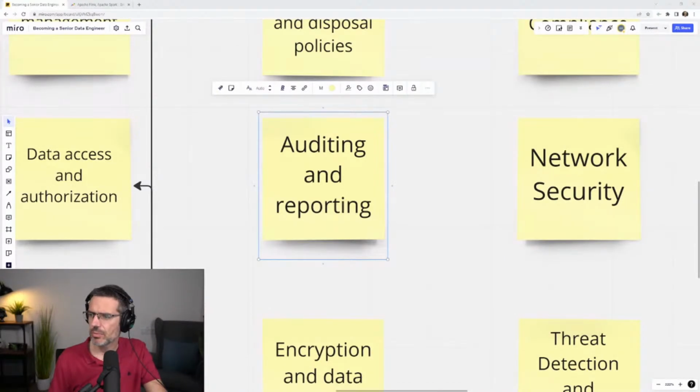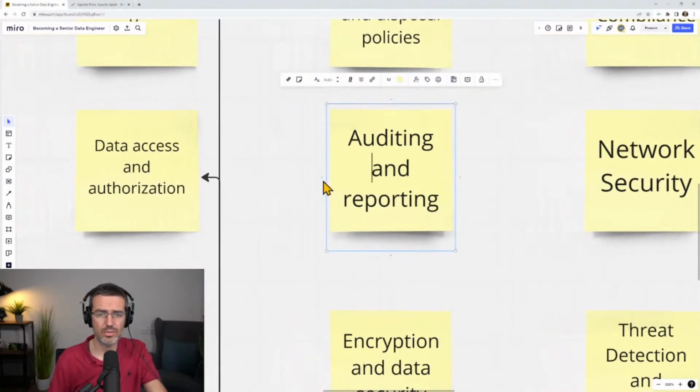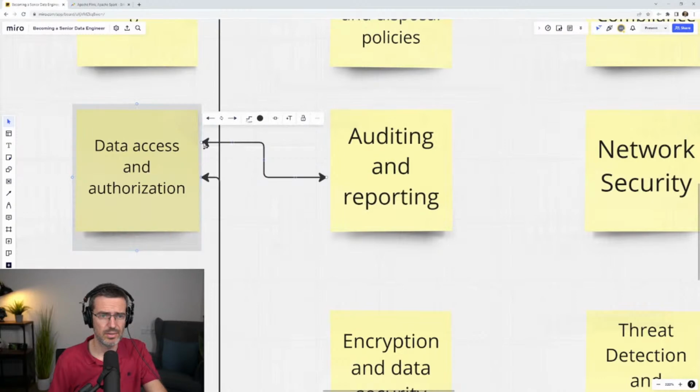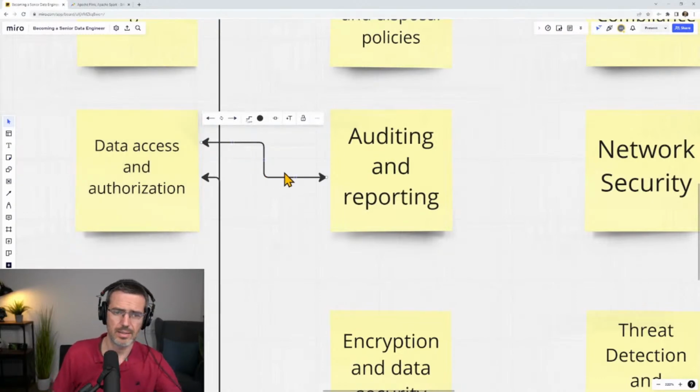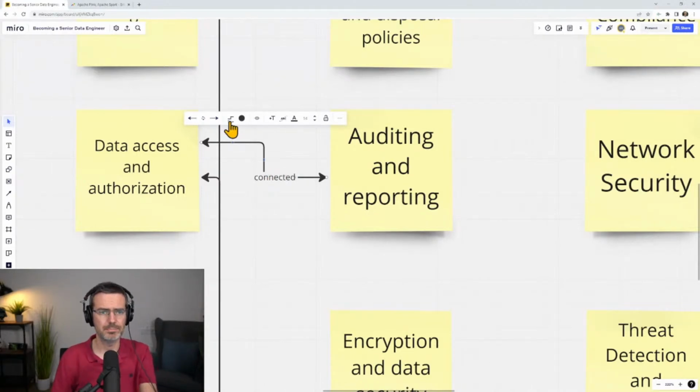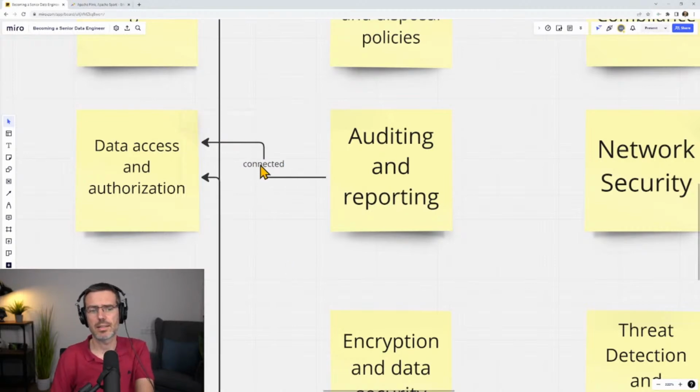A senior data engineer should be able to create and maintain audit logs and track data usage and provide regular reports to demonstrate compliance with regulatory requirements. Right? This is a lot connected here to data access authorization. That's connected because, let me delete this, for that, of course, requires that data access, data authorization and so on is actually handled.